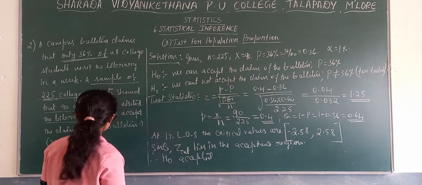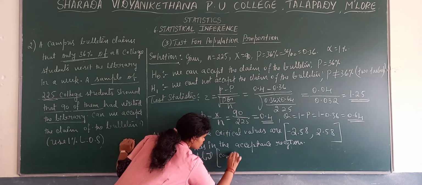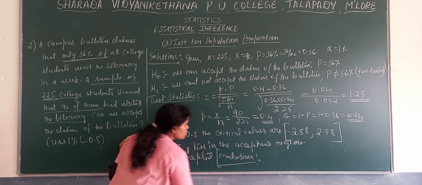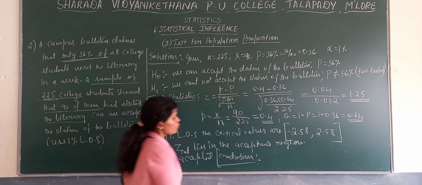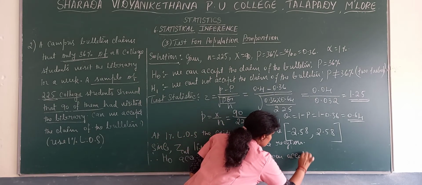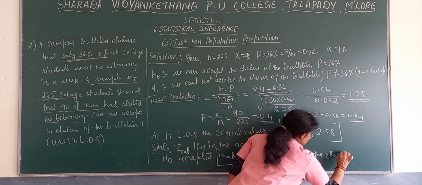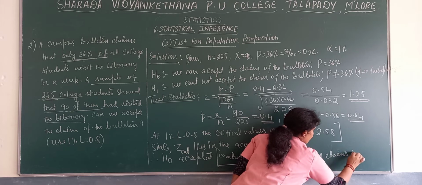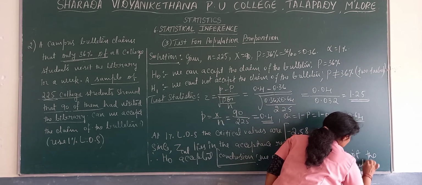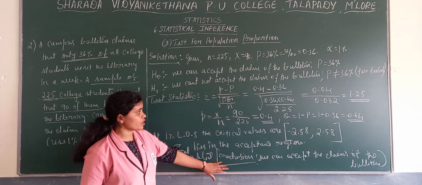Now write the conclusion, the last step. What do we need to write? H0: we can accept the claims of the bulletin. So this is the conclusion here.